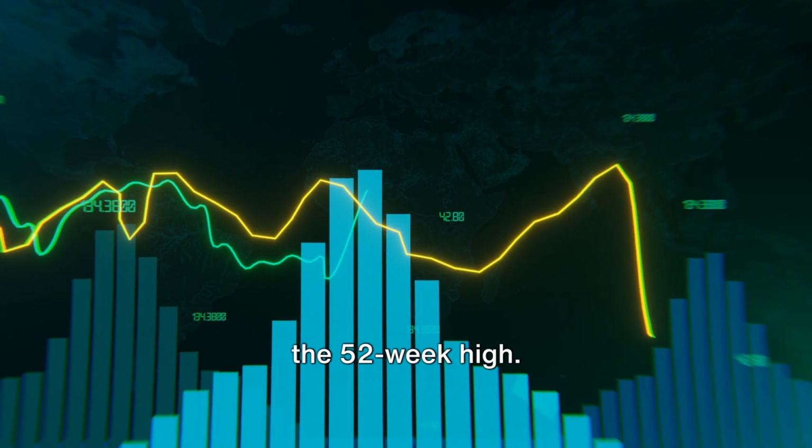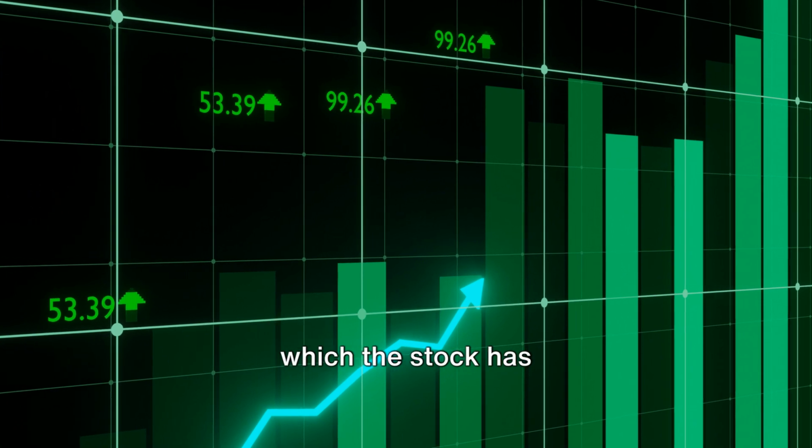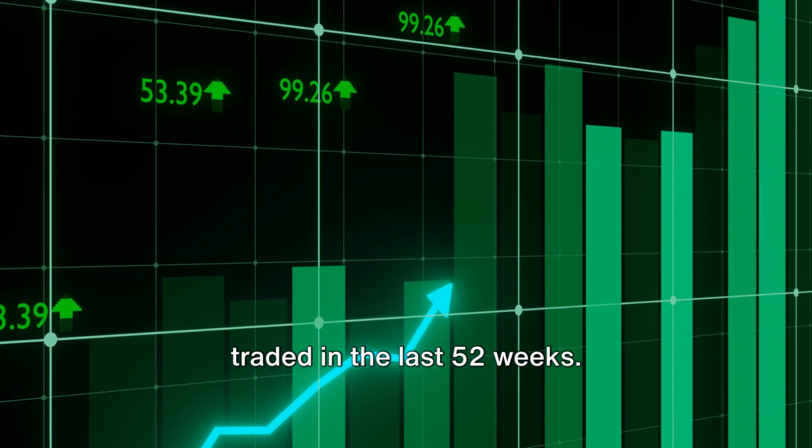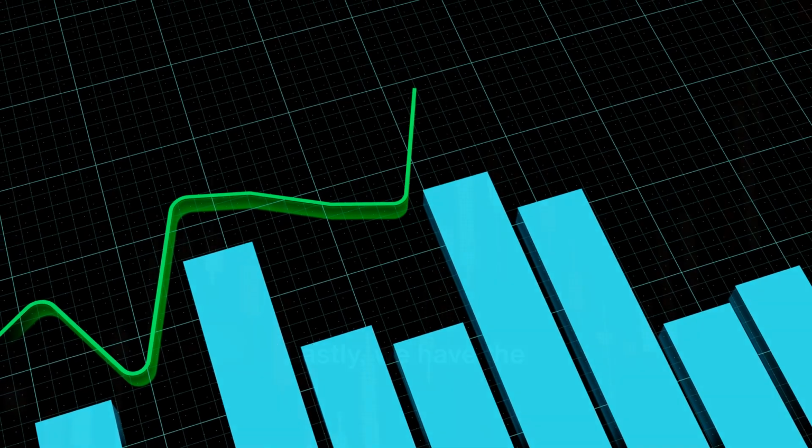Now let's look at the 52-week high. The 52-week high is the highest price at which the stock has traded in the last 52 weeks. It gives you an idea of the stock's performance over a longer period of time.